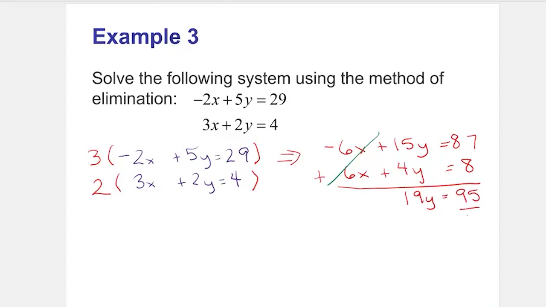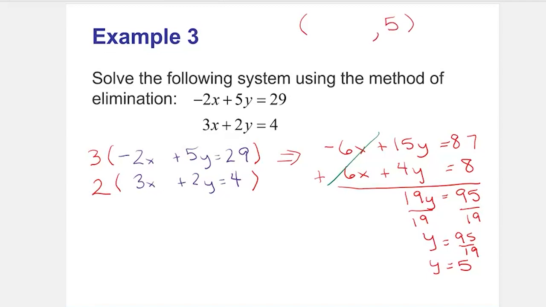I divide both sides by 19, and I get y equals 95 over 19. And then I just want to see, is this an actual value? So 95 divided by 19 is equal to 5. So I get y equals 5. Okay, well, great. Now that I know what y equals, we're starting our ordered pair. We know y equals 5.